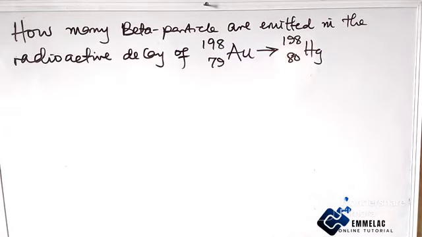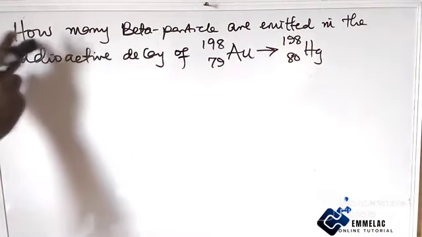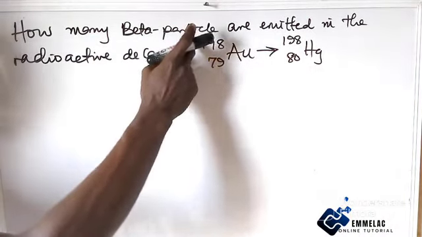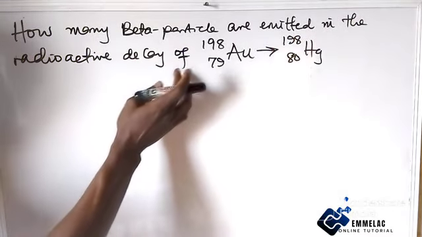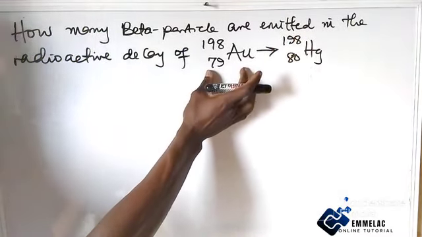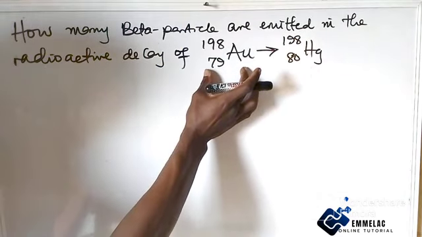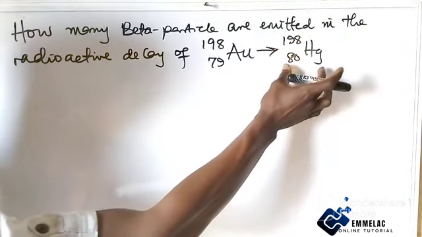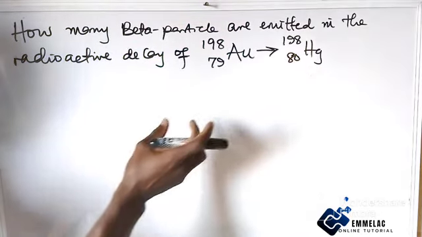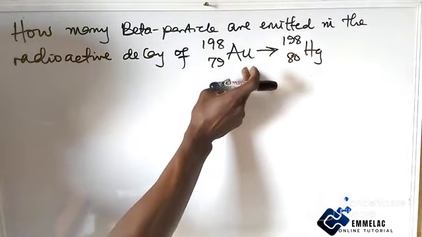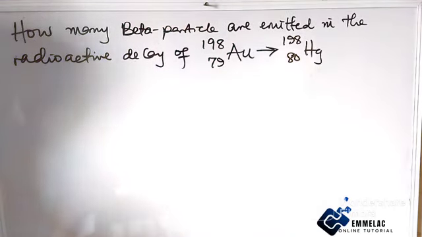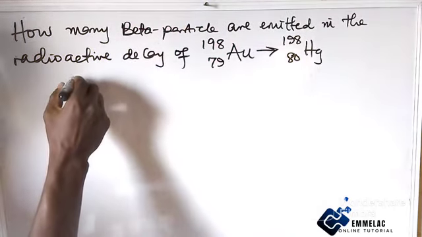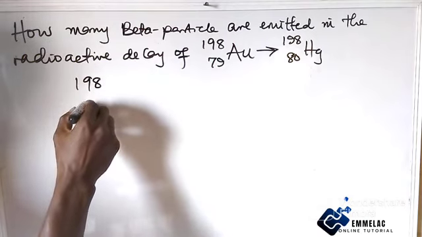Before us is this question that says how many beta particles are emitted in the radioactive decay of... Now this is the nuclide that gave birth to this. Now the question is how many beta particles were emitted before this resulting nuclide. Alright, let's start from here, 198.